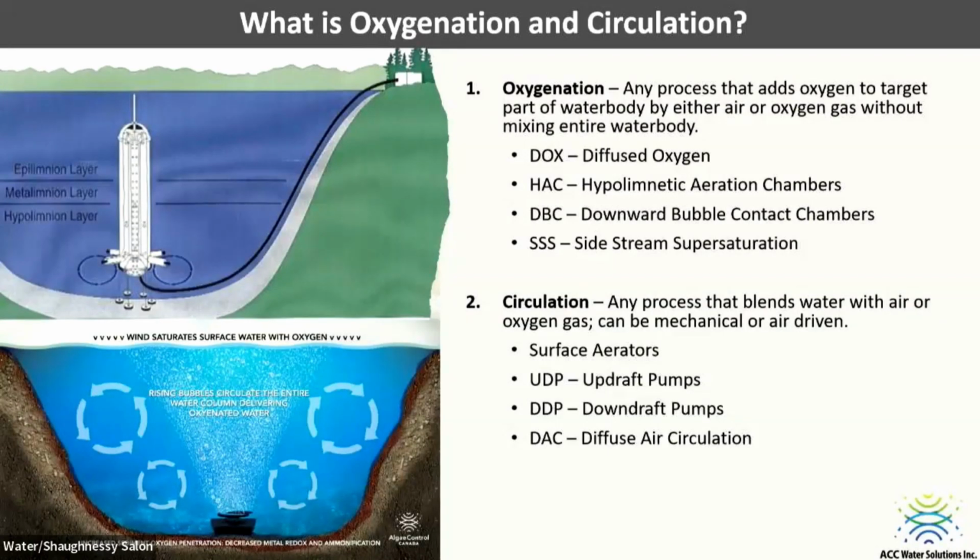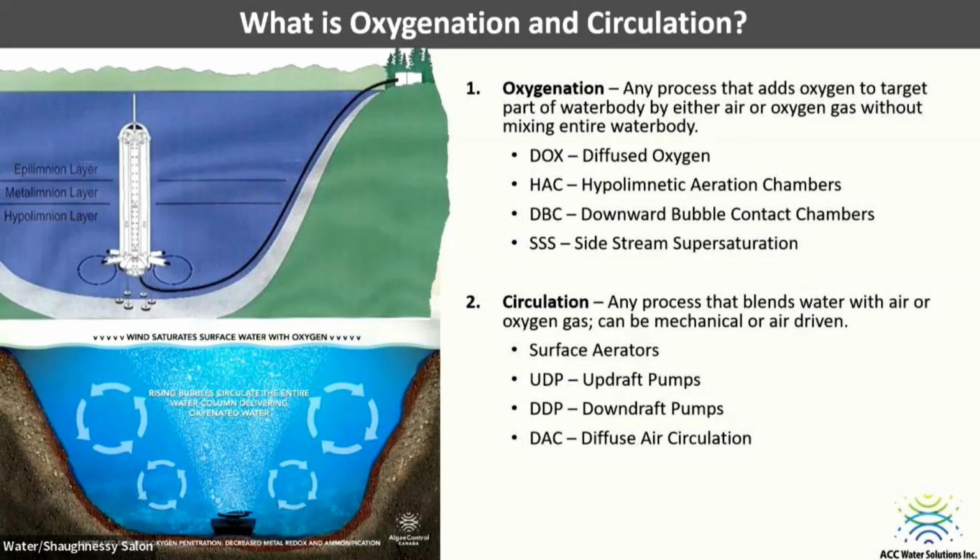So what is oxygenation and circulation? In the first photo, the top one, oxygenation is any process that adds oxygen to a target part of the water body. Over here, we are not providing oxygen to the entire water body. We are focusing on it. Do we want to add it in your hypolimnion? Do we want to add it in the epilimnion layer? There are basically 4 main types of oxygenation: diffuse oxygenation, hypolimnetic aeration chambers, downward bubble contact chamber, and side stream supersaturation, and I will cover that in detail in the next slide.